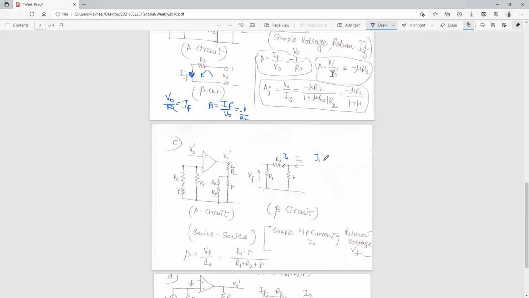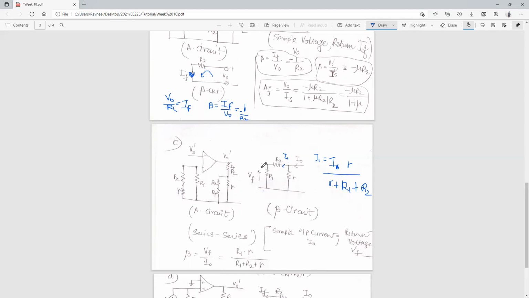So I1 is basically equal to I0 times R, the resistance in the opposite branch, over the total resistance, that is R plus R1 plus R2. So this is what we get over here.